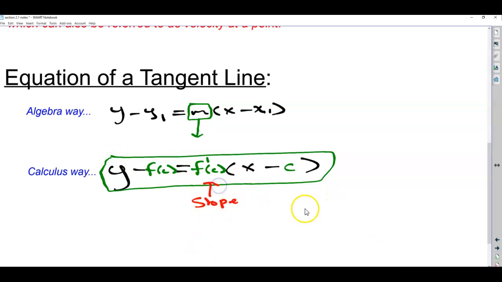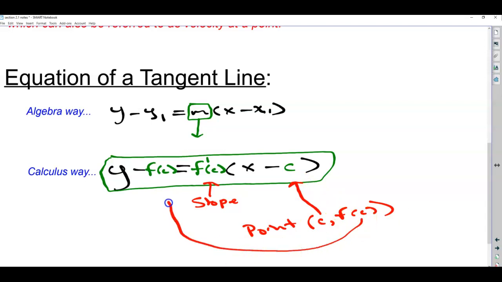There's my slope, and then my point was c comma f of c. It's just function notation, and you can see where the x value went in and the y value. And it's the exact same thing as what we did in the warm-up. So we'll get used to how that works.